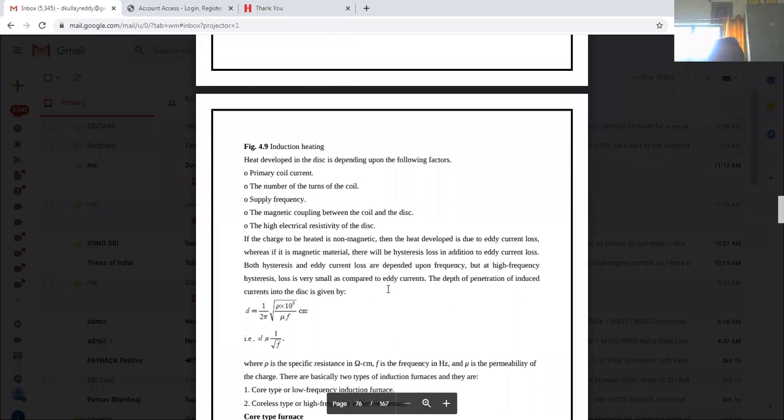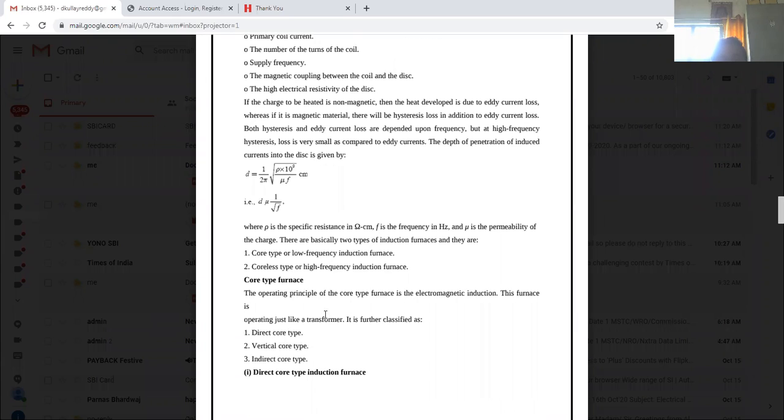Under induction heating, there is the depth of penetration. I already studied this concept in physics and in the electric machines subject. The depth of penetration of induced currents in a circular disk is d equal to 1 by 2 pi square root of rho into 10 to the power of 9 by mu into f. From this, d is inversely proportional to the square root of mu f, and directly proportional to the resistivity of the material.